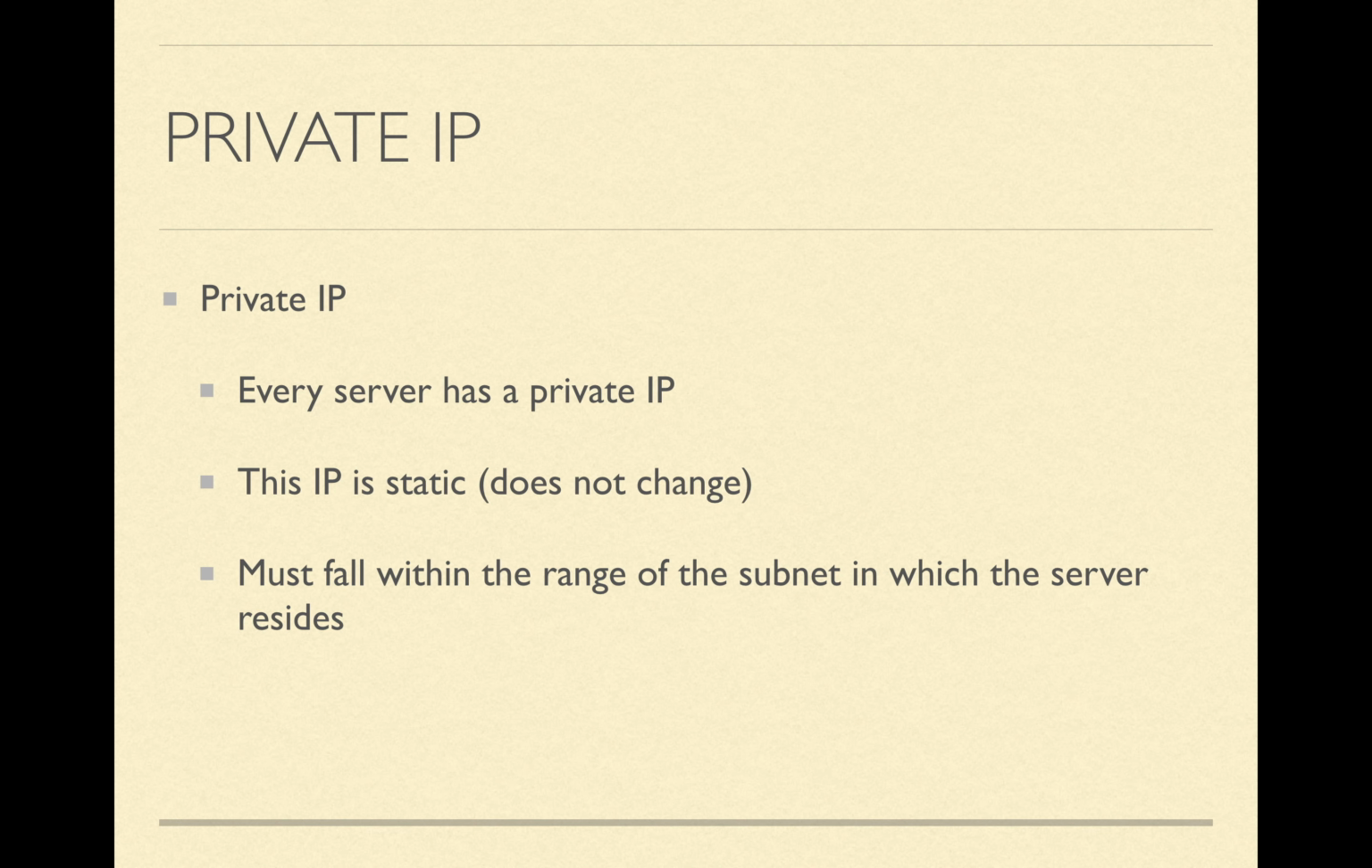So a private IP is an IP that is associated with a server. Every server in AWS has to have a private IP. And with AWS, this IP is static. It does not change. In the case of Microsoft Azure, you can select whether you want that IP to be static or dynamic. But with AWS, your private IP is static. It does not change. And this IP must fall within the range of the subnet in which the server resides.